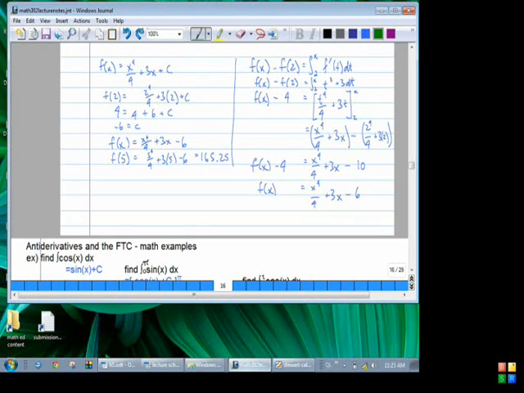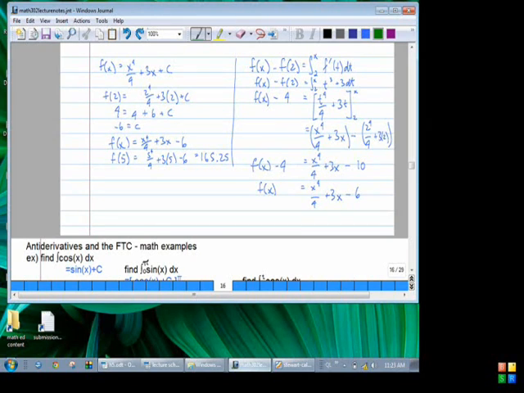So what's the first thing you have to do? You have to find the antiderivative. And which is what? Negative cosine. Remember, it's negative cosine because it's the antiderivative; you're going backwards. So now we've got negative cosine x from 0 to pi, plus c.